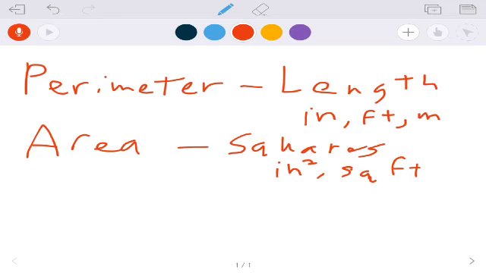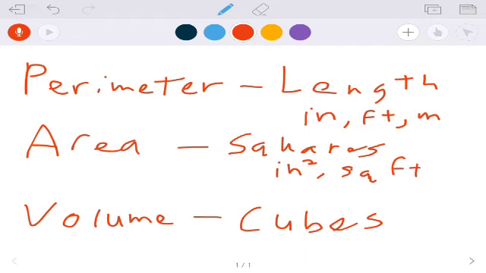Now, the final one here is volume. And volume specifically deals with three-dimensional shapes. And we measure volume in cubes. So we could have inches cubed, or sometimes it's written cu, right? This would be cubic feet.